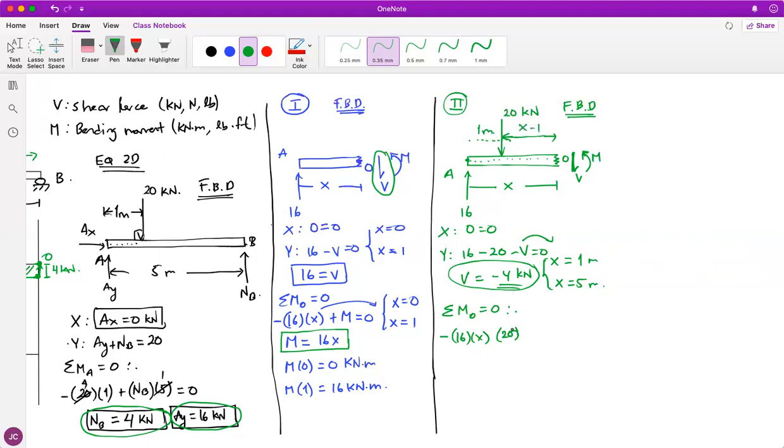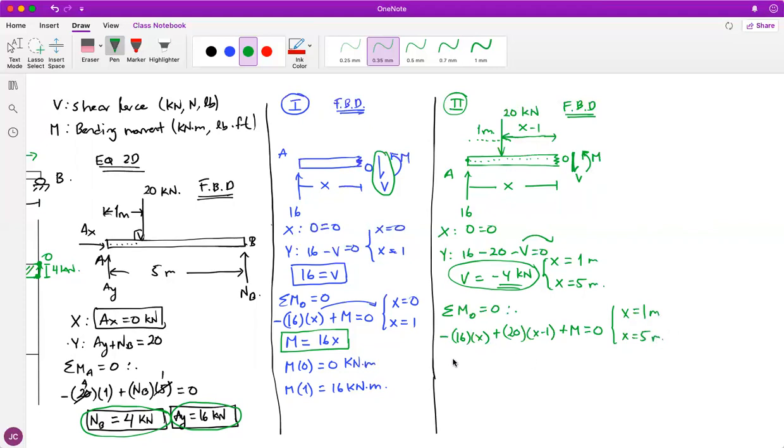Let me rearrange it so you don't have a problem reading this. So 20 times x minus 1. And this is actually a plus because it's trying to move it around like that. Plus M. Do not forget about this variable, because we want an expression for this M. And this thing is equal to 0 when you move from x equals 1 to x equals 5 meters. Again, meters.